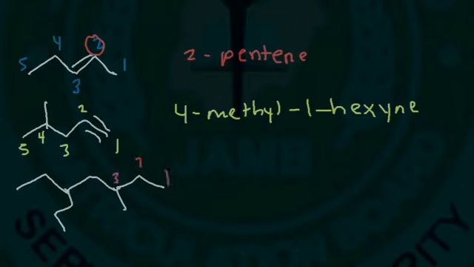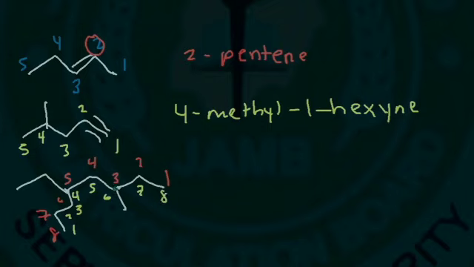1, 2, 3, 4, 5, 6, 7, 8. 8 is longer than 7. Now, we need to count in the right direction. Let's say if we count the other way: 1, 2, 3, 4, 5, 6, 7, 8.